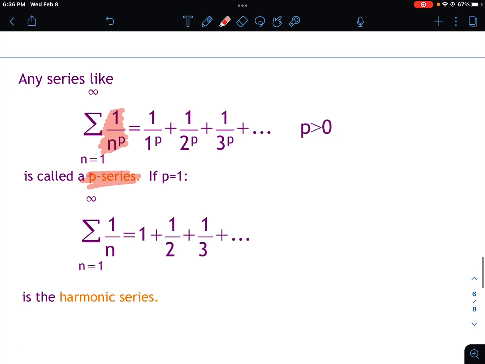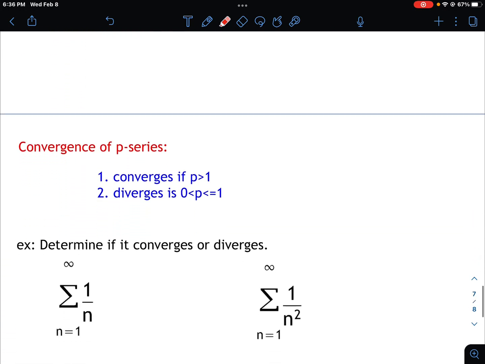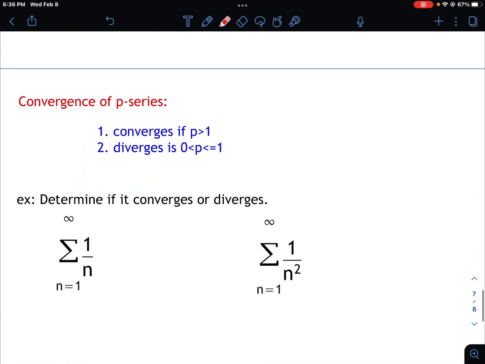Okay, and then as for the next part, if you have 1 over n, this is called the harmonic series. This is going to be an important series, and we're going to show why in just a moment. So let's go ahead and scroll down. So here's the convergence of a p-series. It converges if p is greater than 1. It diverges if p is between 0 and 1, or is equal to 1.